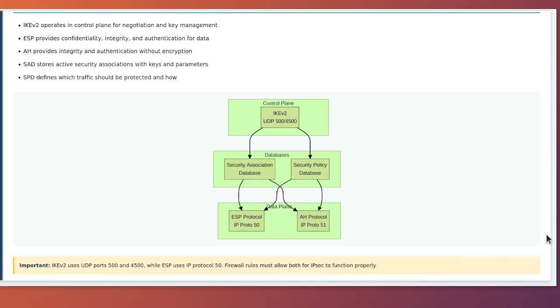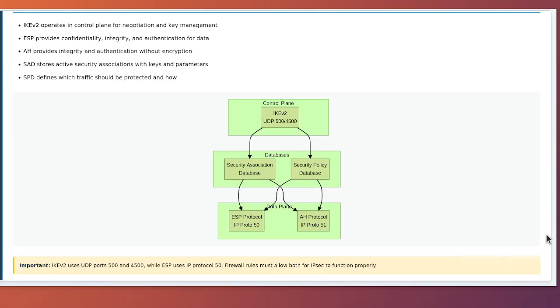At the bottom, we have the Security Association Database and Security Policy Database. The SAD stores active security associations with their keys and parameters. The SPD defines which traffic should be protected and how. These databases work together to ensure that the right security measures are applied to the right traffic flows.